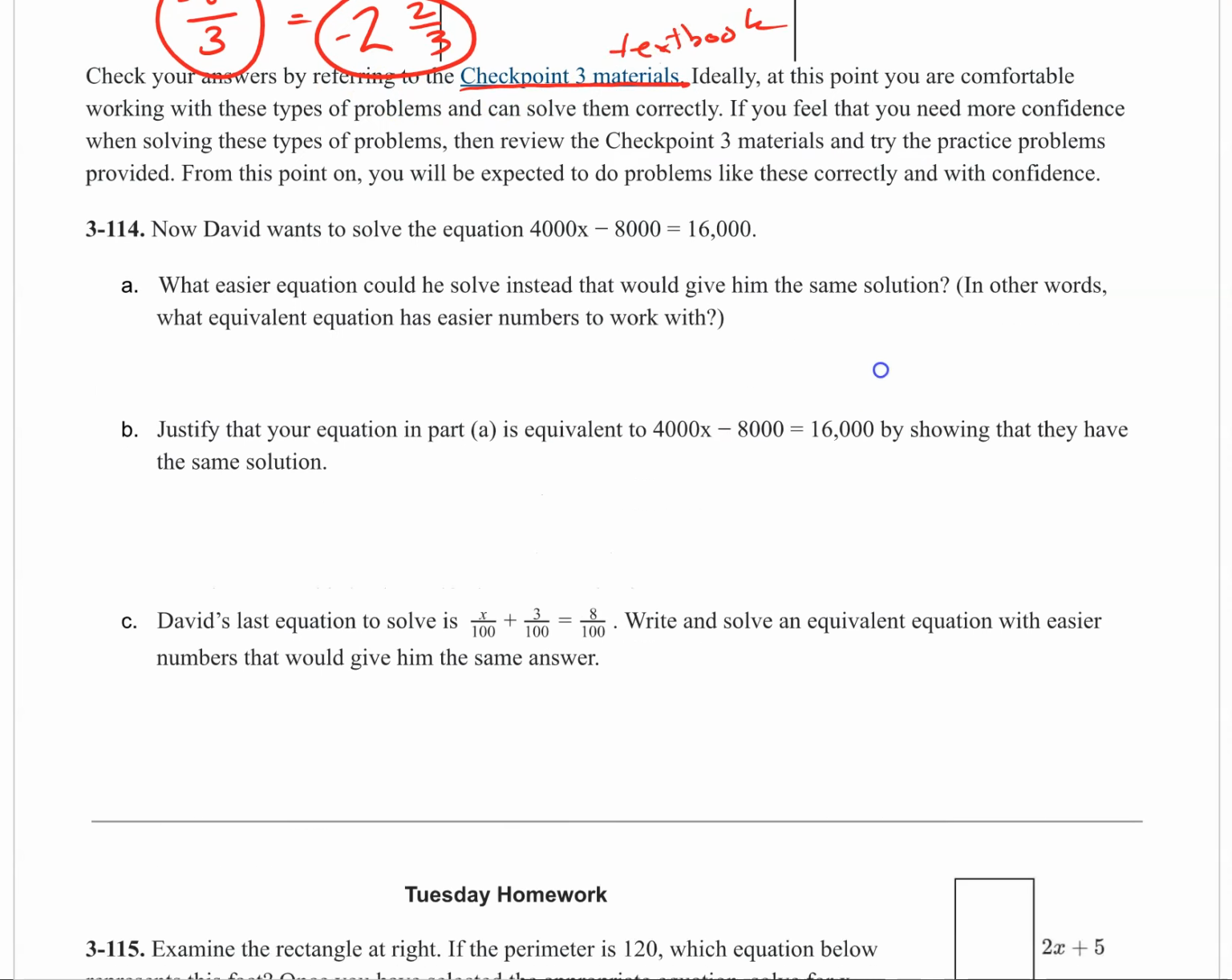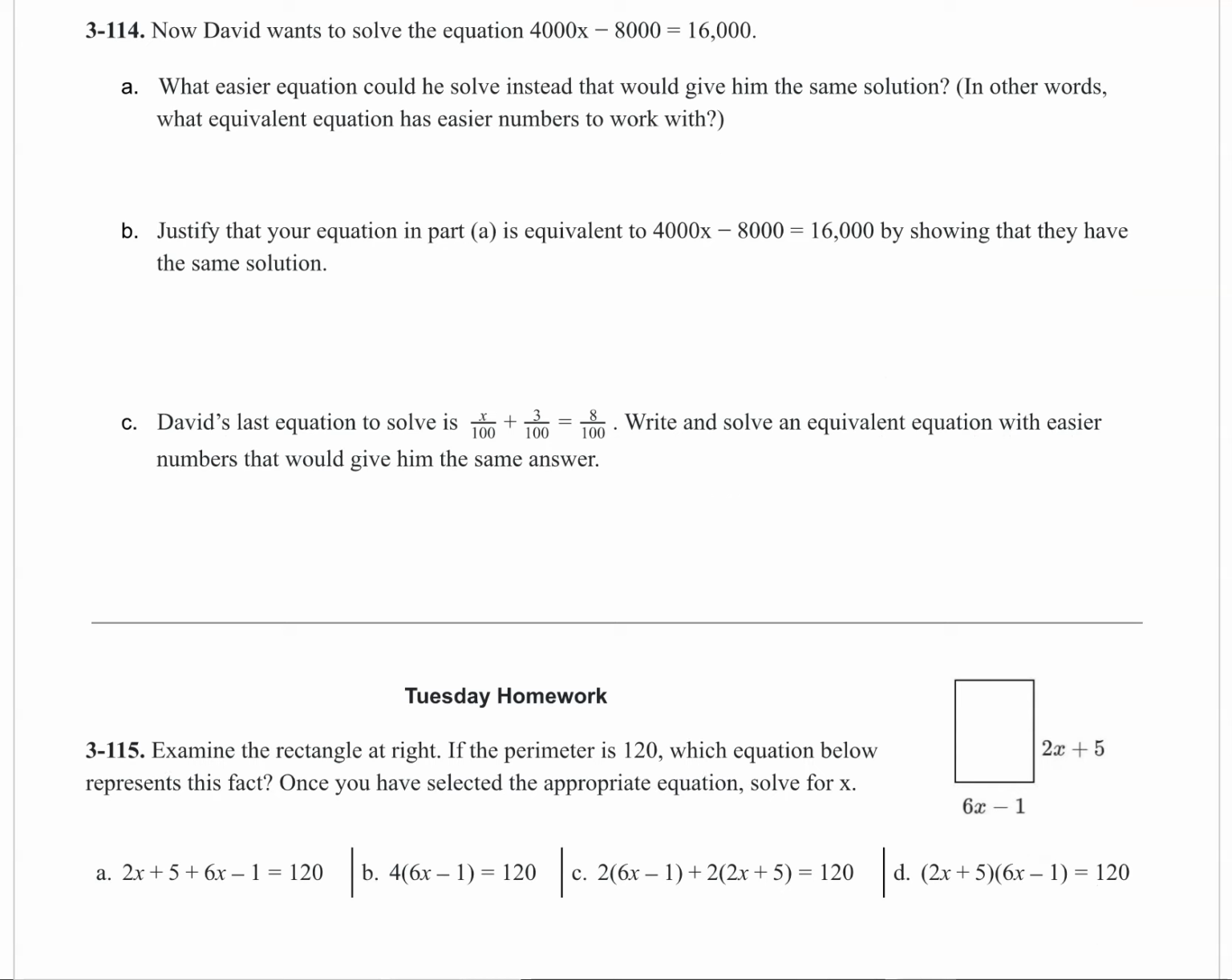On to 3-114. David wants to solve this equation, 4,000x minus 8,000 equals 16,000. What easier equation could he solve instead that would give him the same solutions? In other words, what equivalent equation has easier numbers to work with? Well, this was discussed in class. You are allowed to just divide everything by 1,000.